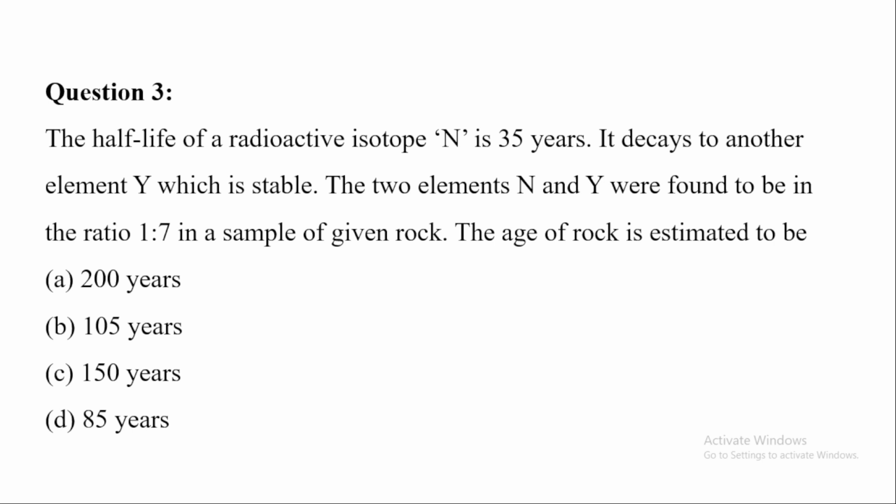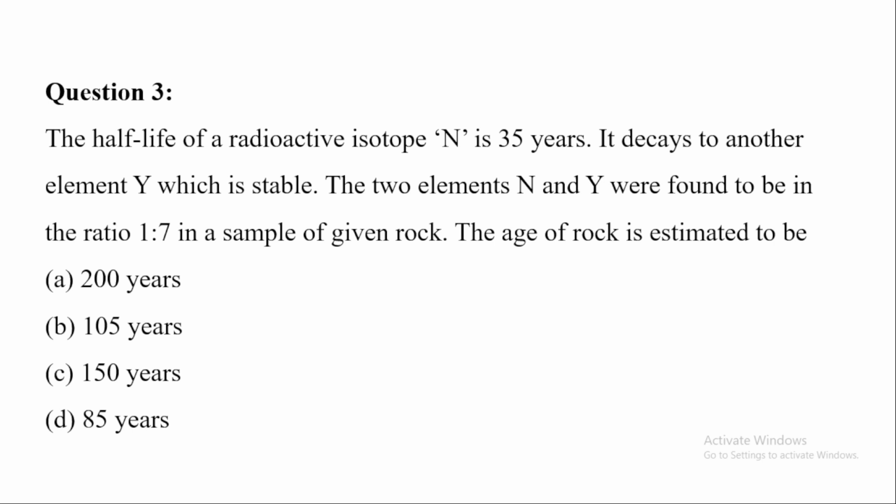So moving to the next question. Half-life of a radioactive isotope N is 35 years. It decays to another element Y, which is stable. The 2 elements N and Y were found to be in the ratio of 1:7 in a sample of a given rock. Age of the rock is estimated to be.